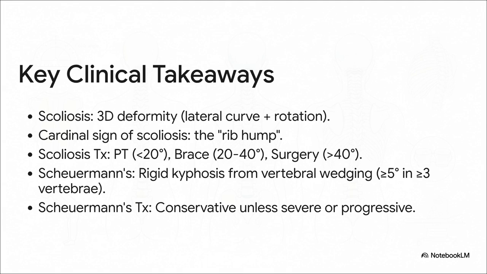4. Scheuermann's is a rigid kyphosis in the sagittal plane defined by that wedging criteria, at least 5 degrees in at least 3 vertebrae. And finally, 5, treatment for Scheuermann's is almost always conservative first.